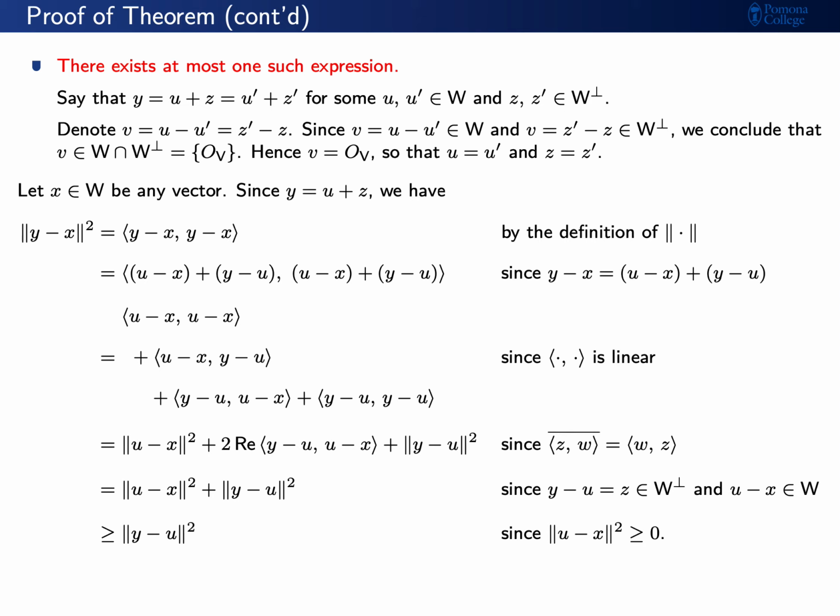So the idea now is that the square of the norm of y minus x is equal to the square of the norm of u minus x plus the square of the norm of y minus u. Now, simply using the fact that the square of the norm of u minus x must be greater than or equal to 0, we'll then find the desired inequality. That is that the norm of y minus x is greater than or equal to the norm of y minus u.